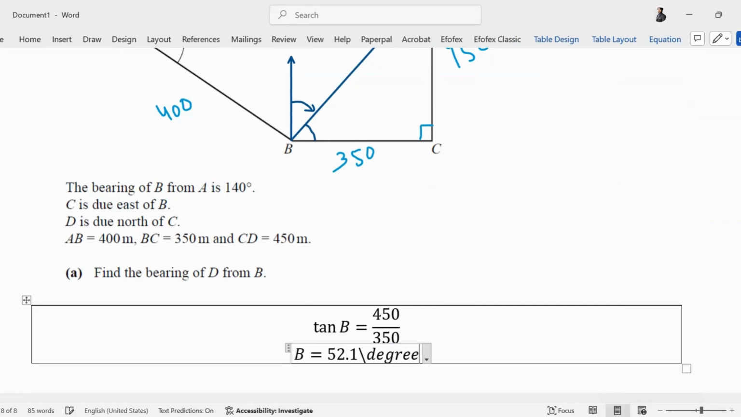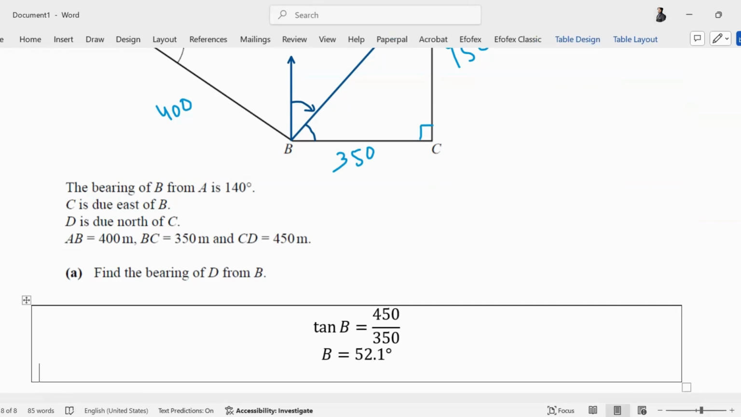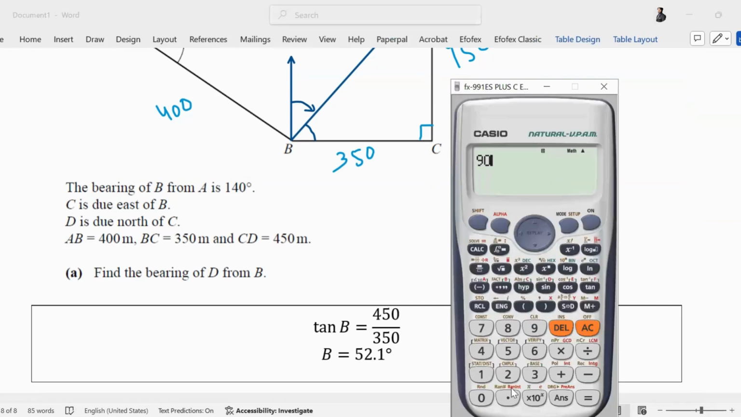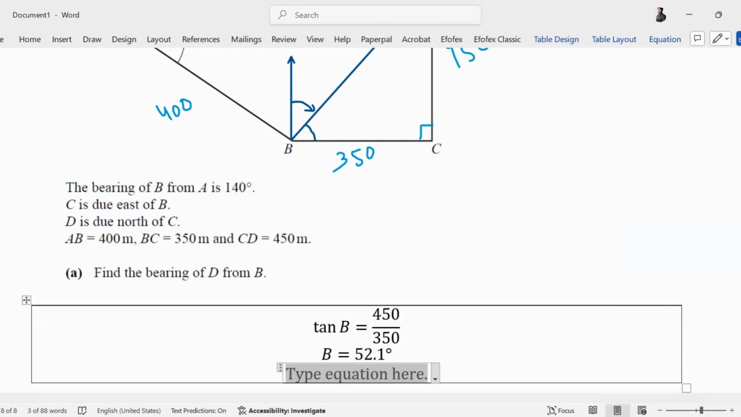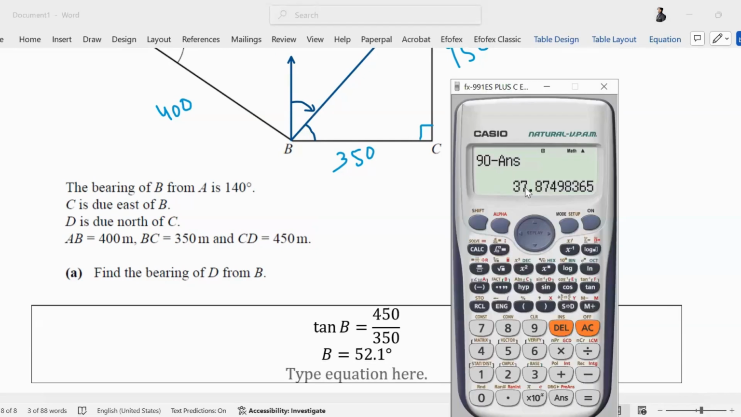52.1 degrees. So for the bearing, I'll have to subtract this from 90. 90 minus my answer, which is 37.9. Make sure you do not end up making the rounding error. Why did I write it as 9? Because this is 37.87. The 7 makes sure that this is 9, 37.9.